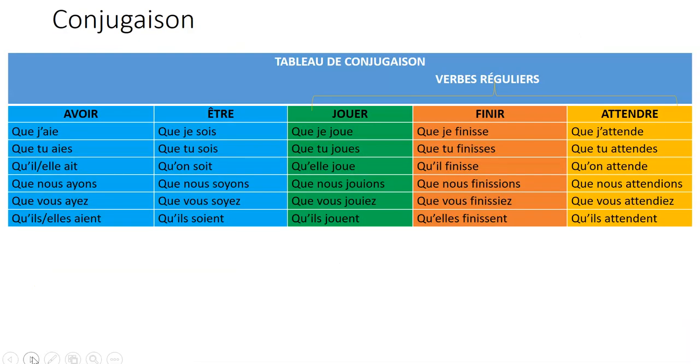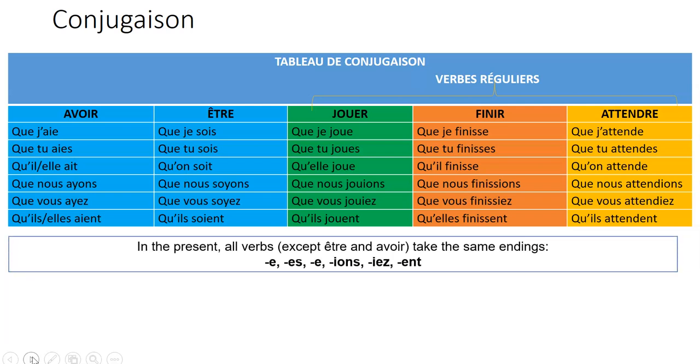So let's have a look at the conjugation. Well, actually, the subjunctive is not that difficult, okay? Because we're very lucky if you have a regular verb like jouer, finir, and attendre, the verb endings are all the same in the present. All verbs except être and avoir take E for je, ES for tu, E for il, elle, or on, IONS for nous, IEZ for vous, and ENT for ils. As you can see, it's the same as the present tense of the ER verbs, ES, and then ENT for they, so in the singular and the they form. And then it's the same as the imperfect for nous and vous.